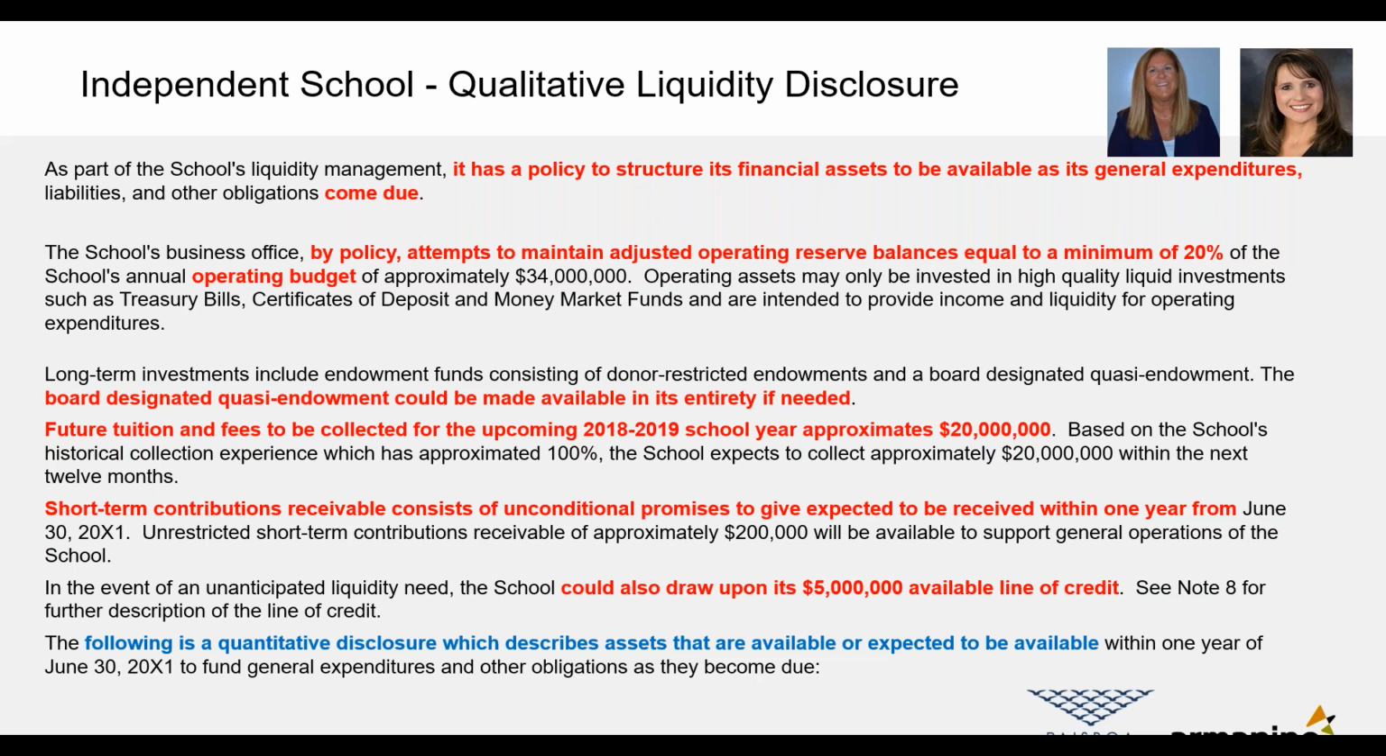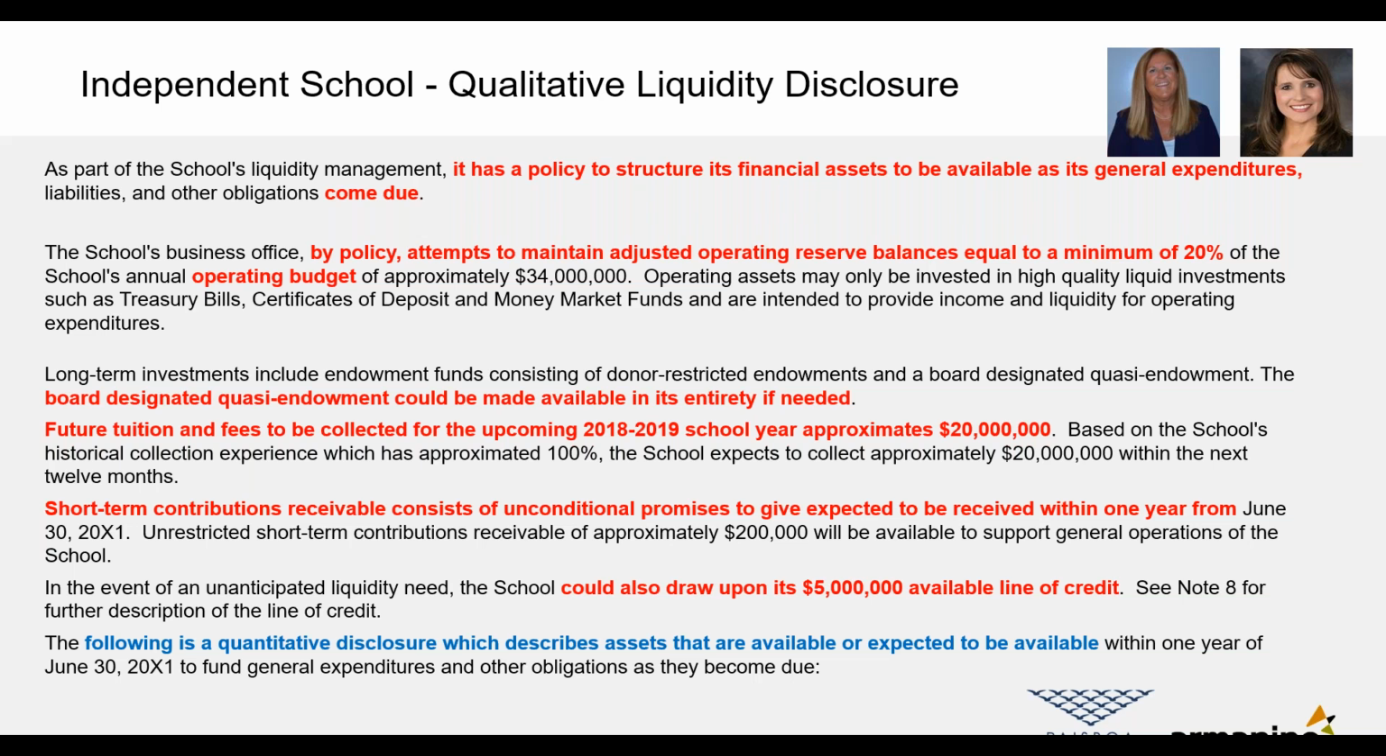Then here we're also going to talk a little bit about what future income we're expecting to collect. Future tuition and fees to be collected for the upcoming 18-19 school year approximate $20 million. Based on our historic collection experience, which is approximately 100%, the school expects to collect that $20 million within the next 12 months. Now, that's not one of your financial assets, but it is a qualitative disclosure to really drive color home to the reader of the financial statements about what your position is and what money you're expecting to collect and how you expect your position to shake out in the next 12 months.